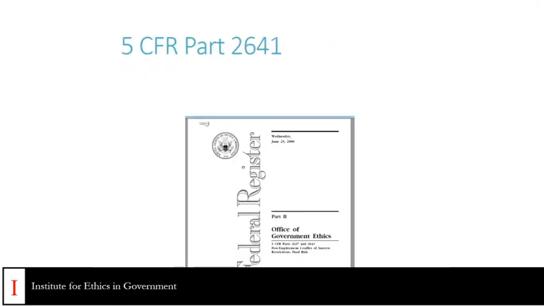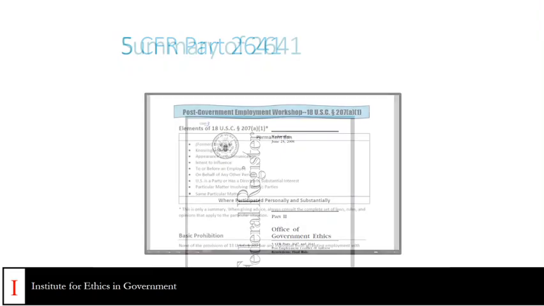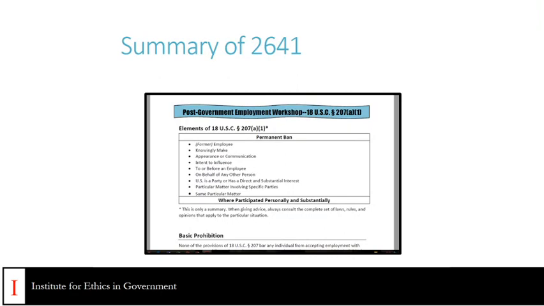We've also given you a copy of the implementing regulation, 5 CFR Part 2641. We've given it to you in the Federal Register version of the final rule because we will be making occasional reference to the preamble to that rule, which has additional interpretive guidance. We've also given you a summary of 2641. This is meant to be a desk reference or a job aid. It is not meant to substitute for the regulations when you're actually providing post-employment advice.